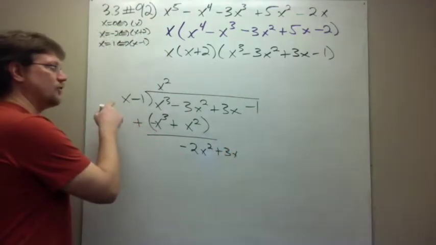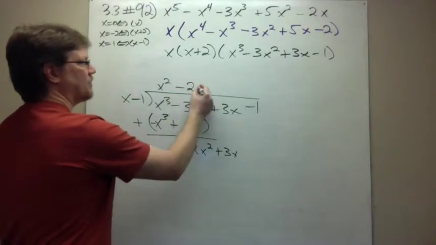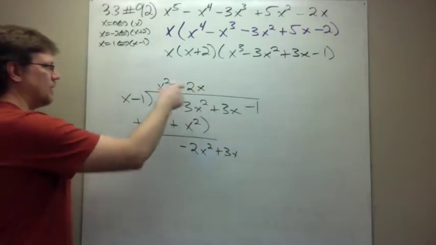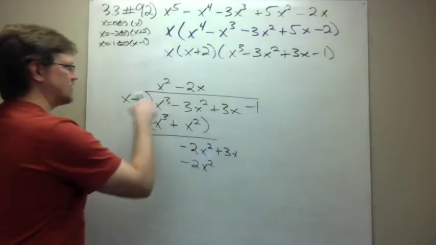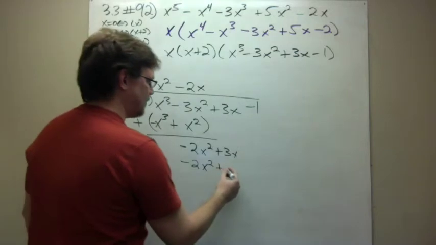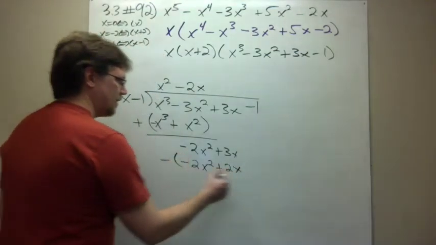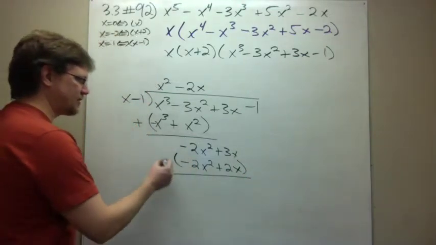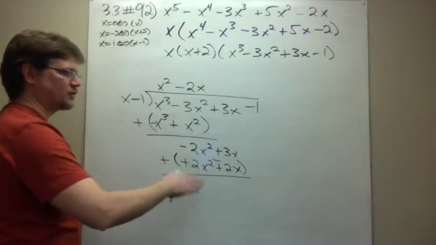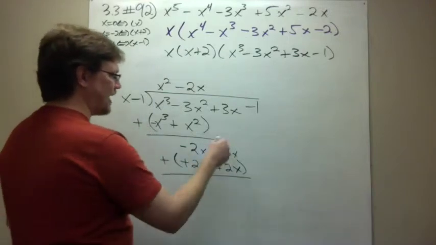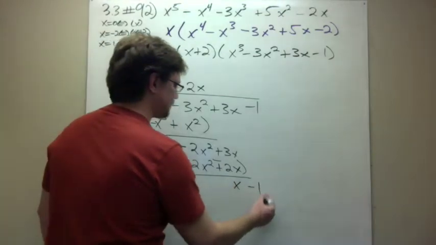What do I need to do to x to make it look like a minus 2x squared? I multiply that by minus 2x. Minus 2x times x is a minus 2x squared. Minus 2x times a minus 1 is a positive 2x. And then I subtract. Subtraction is the same thing as flipping the signs and adding. Minus 2x squared and a 2x squared cancel. Good, we constructed it right. 3x minus 2x is an x.